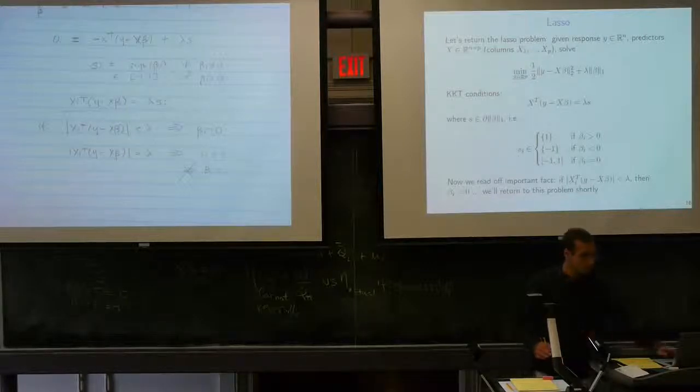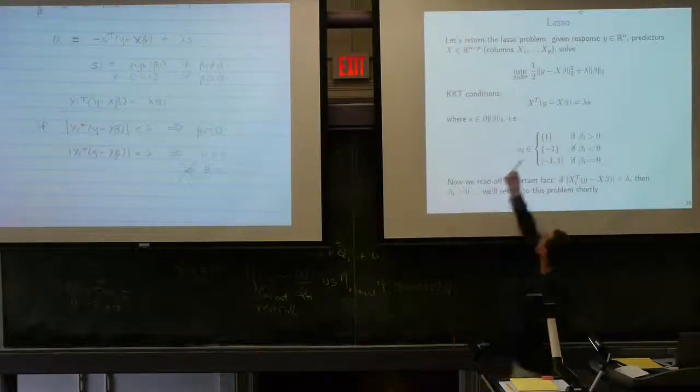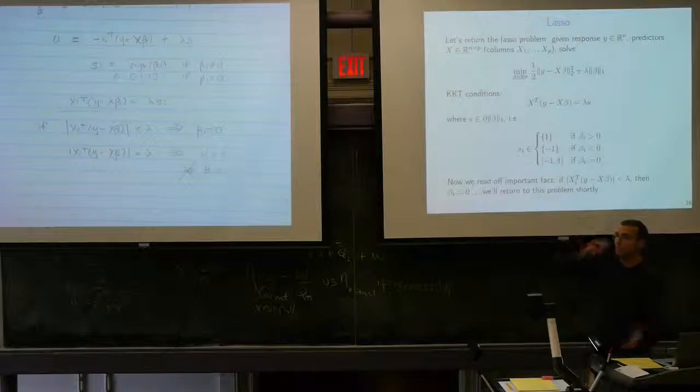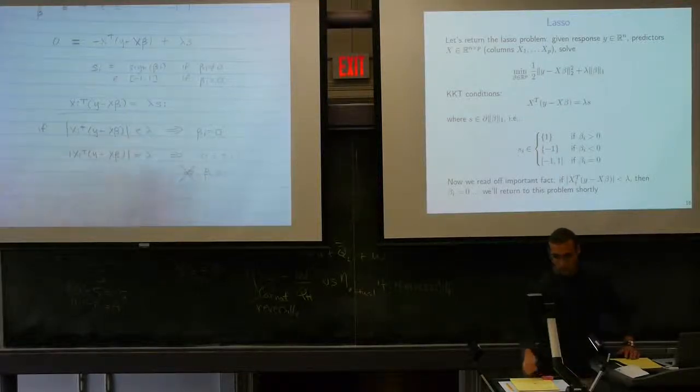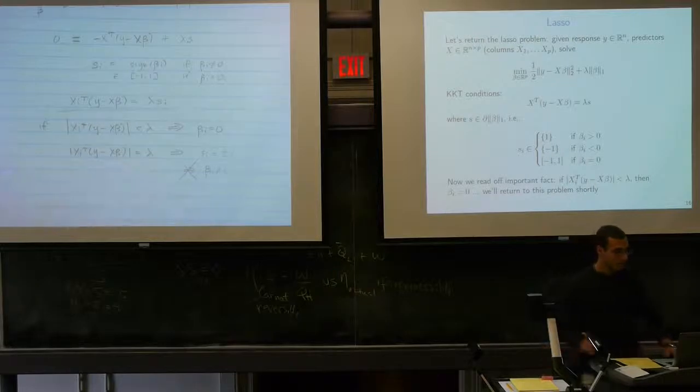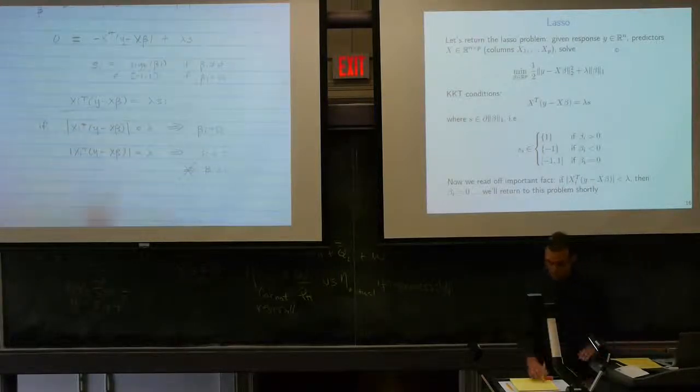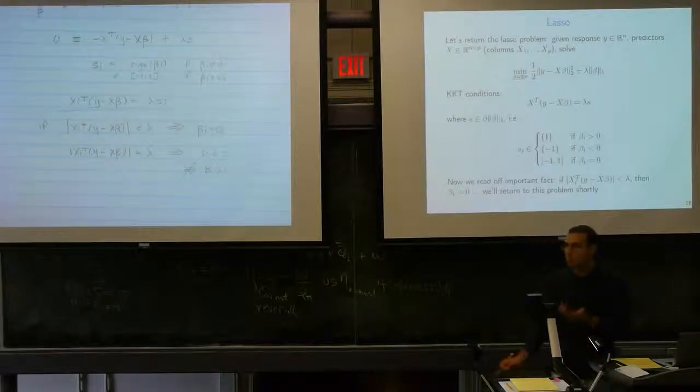Because look, the subgradient when beta i is 0 is anything between minus 1 and 1 inclusive. It could have been 0. So just be careful that you're not inferring the wrong kind of information. It's easy to go one direction; the other direction is not necessarily true. Okay, so this is a fact we just read off from the problem. It's going to help us in a bunch of ways.